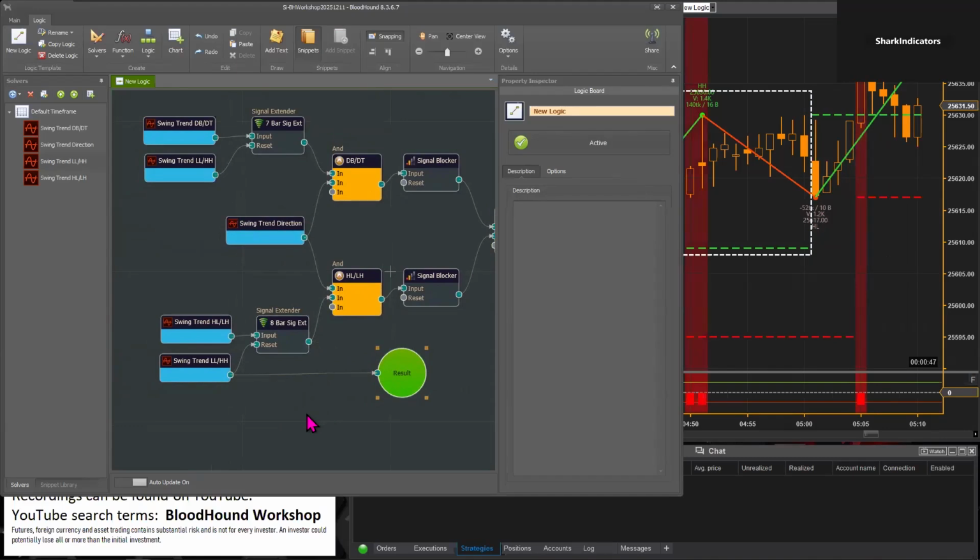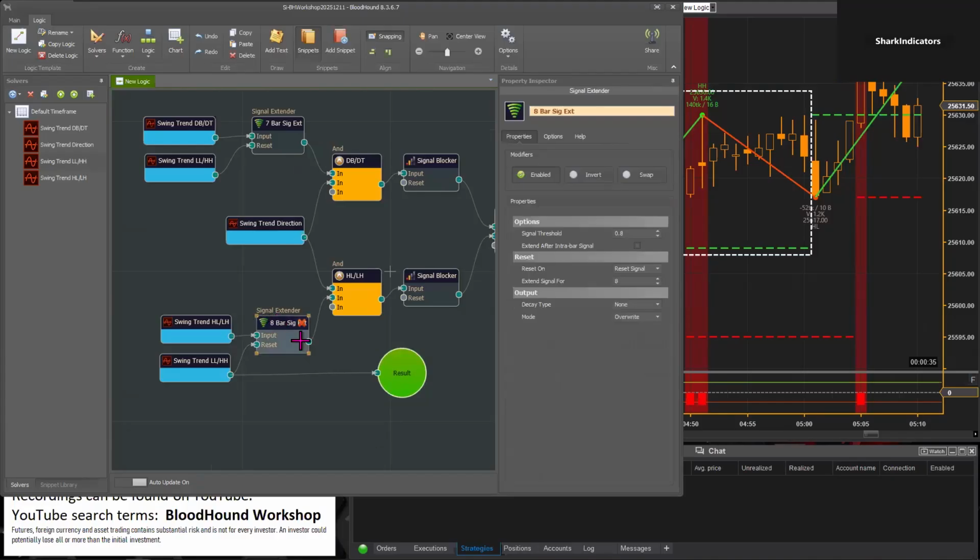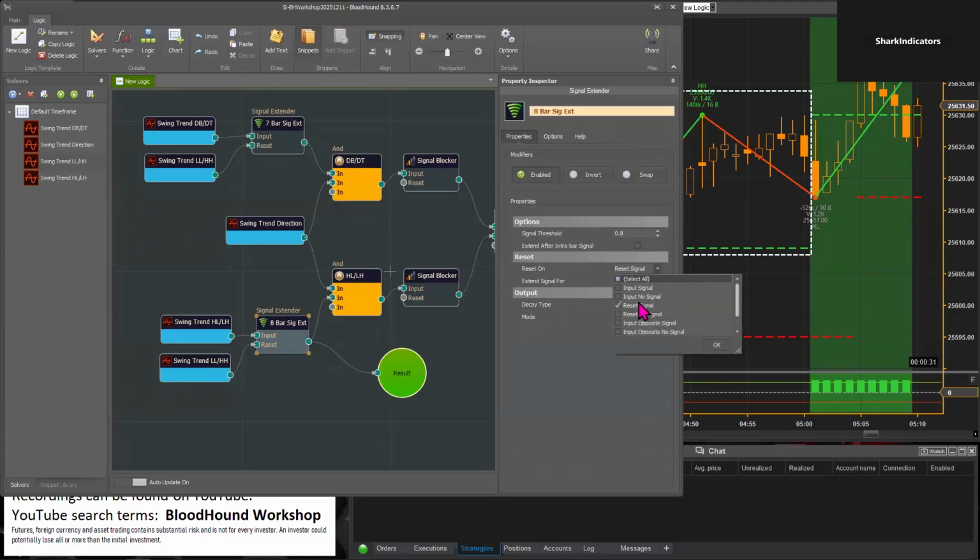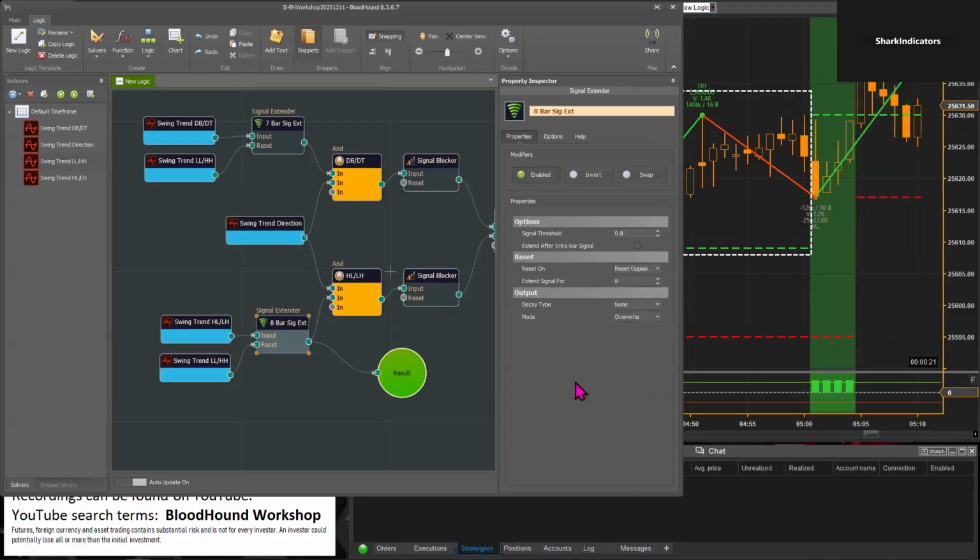Oh, okay. So, yeah. So we're getting a short on this higher high. Yeah, so for the signal extender, the reset is not reset signal, but the reset is reset opposite signal. There we go. So now we can see the signal extender, right? It turned off as soon as this higher high developed.